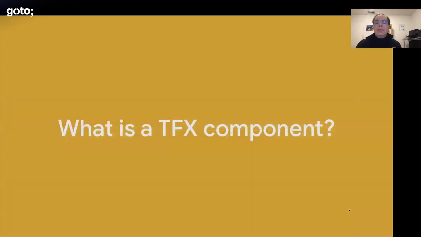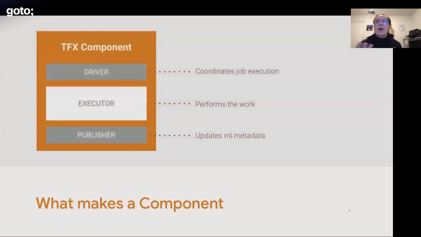So I mentioned components a couple of times. Let's take a look at what exactly is a component. There are three parts. There's a driver, an executor, and a publisher. The driver receives the input for the component and supplies that to the executor, where it really does the work of the component. That's what makes different components unique. And then the publisher takes the results of the executor and puts it into metadata, which we'll talk about in a second.